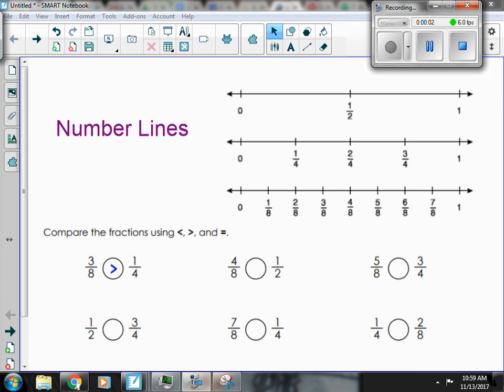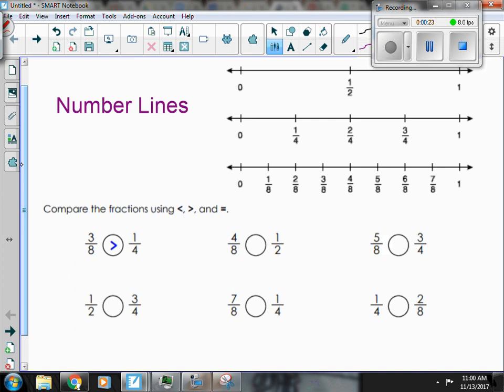We are going to be working on comparing fractions, and there's a couple different ways that we are going to talk about comparing fractions. The first way is using number lines. Now you may have separate number lines like we have here for this example, or they may all be squished onto one, and that works too. You could use either. So the first thing that we're going to do is look at example 1.